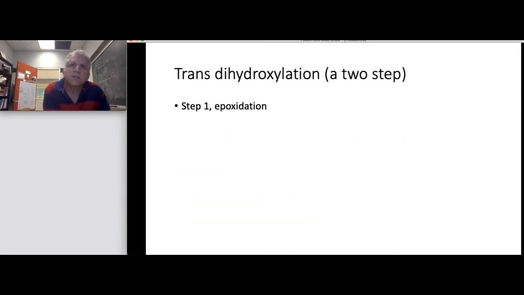Okay, here's our second reaction, trans dihydroxylation. It starts with epoxidation, which is a fantastic reaction. I drew it a little funny, but it's okay. The two C-O bonds are cis to each other necessarily. There's no way to make a triangle where those would be trans. And I use this jumble of letters, MCPBA.